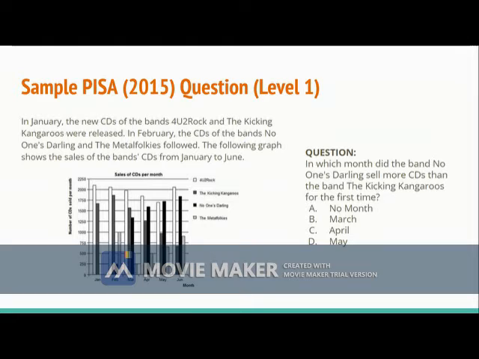The first question for a sample is taken directly from the PISA website. In January, the new CDs of the band For You to Rock and the Kicking Kangaroos were released. In February, the CDs of the band No One Starling and the Metal Folkies followed. The following graph shows the sales of the band CD from January to June. The question is, in which month did the band No One Starling sell more CDs than the band The Kicking Kangaroos for the first time?